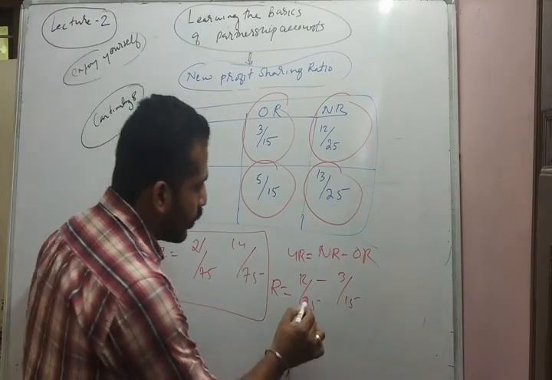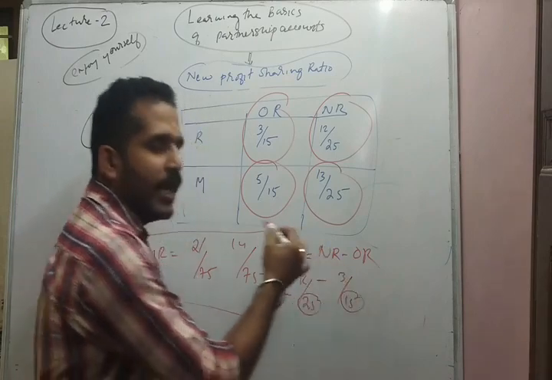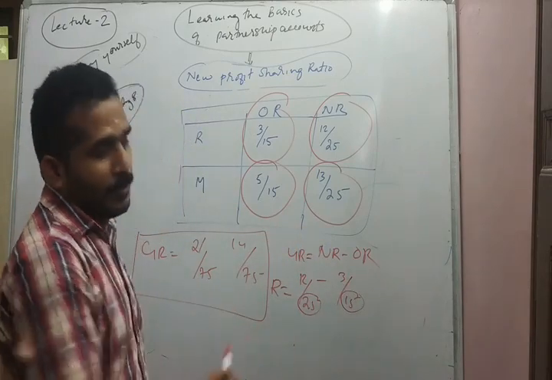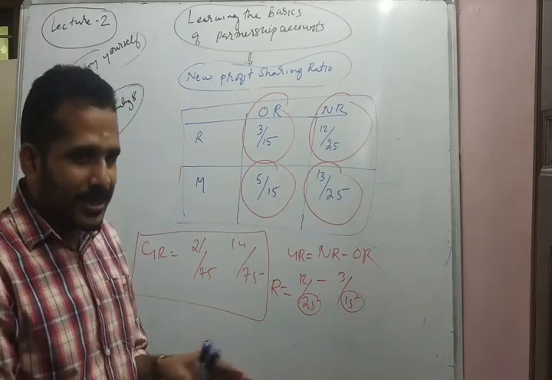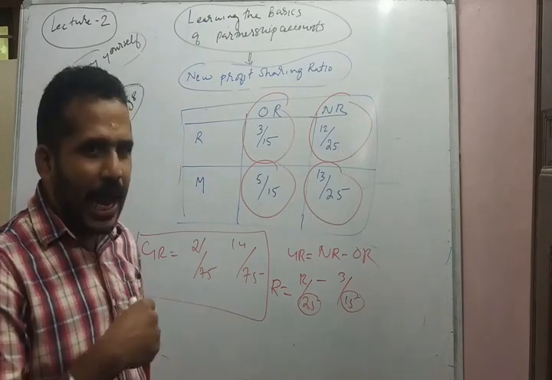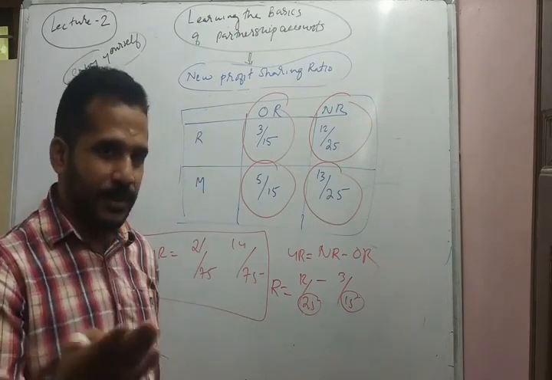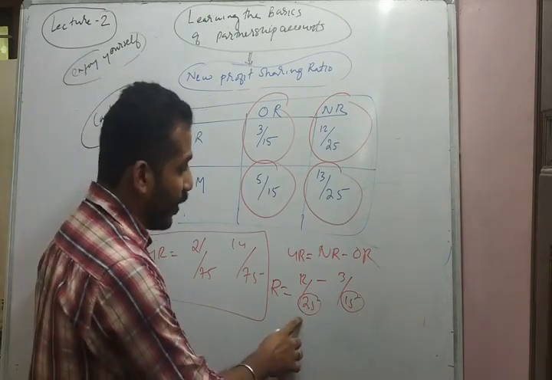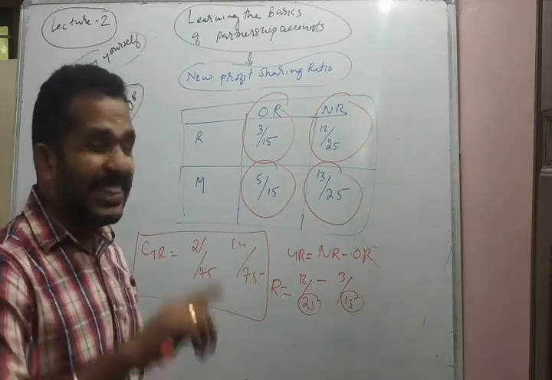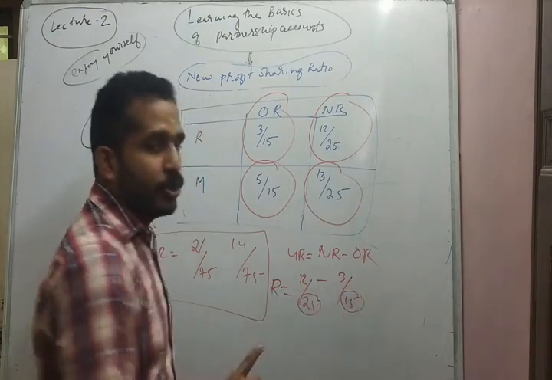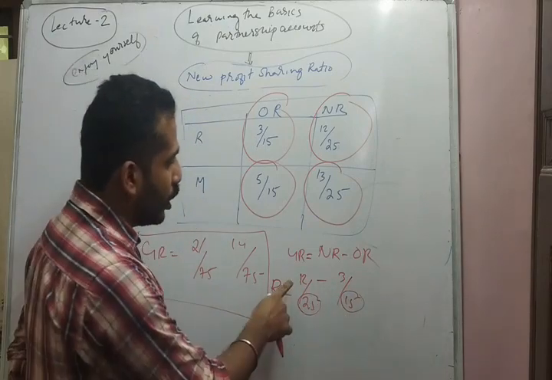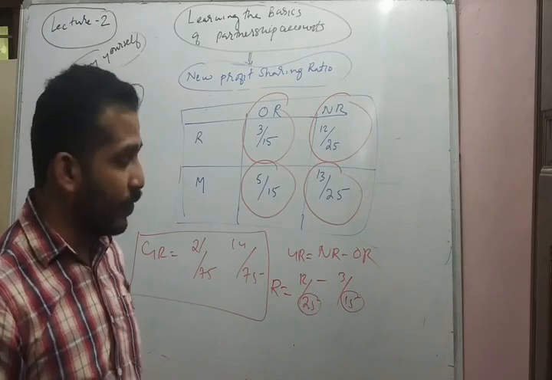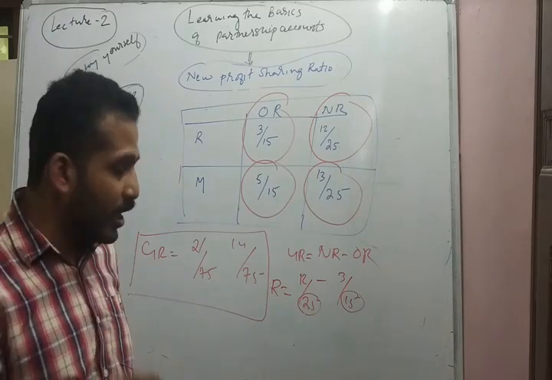But the problem is the denominators are not the same. So for the purpose of comparison, you should keep the denominators equal. So I am converting this 25 into 75 and converting this 15 into 75. For that purpose, 25 should be multiplied by 3 and 15 should be multiplied by 5. So both the numerators and denominators of these figures should be multiplied by the equal number.